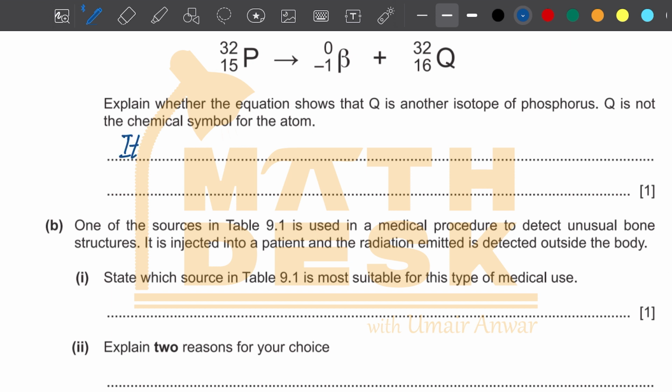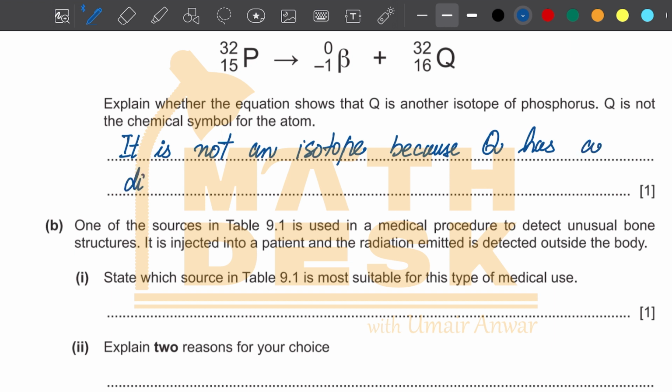So we would write: it is not an isotope because Q has a different proton number.